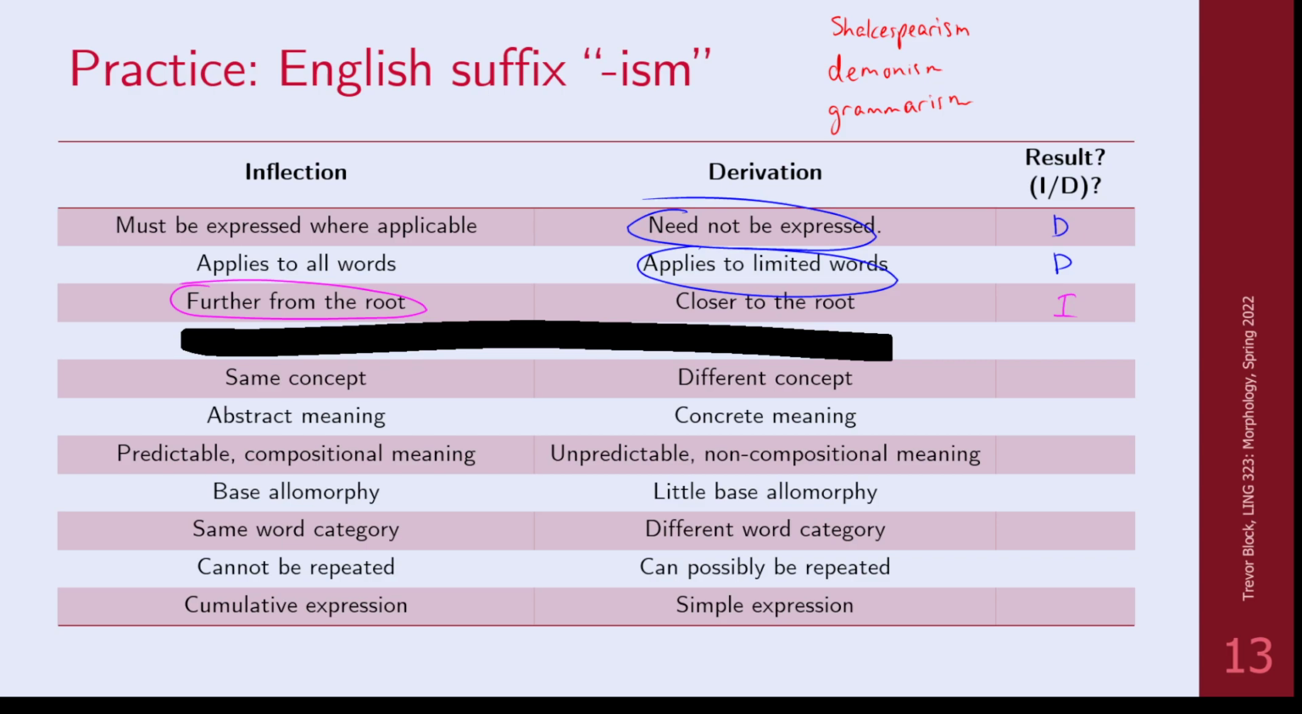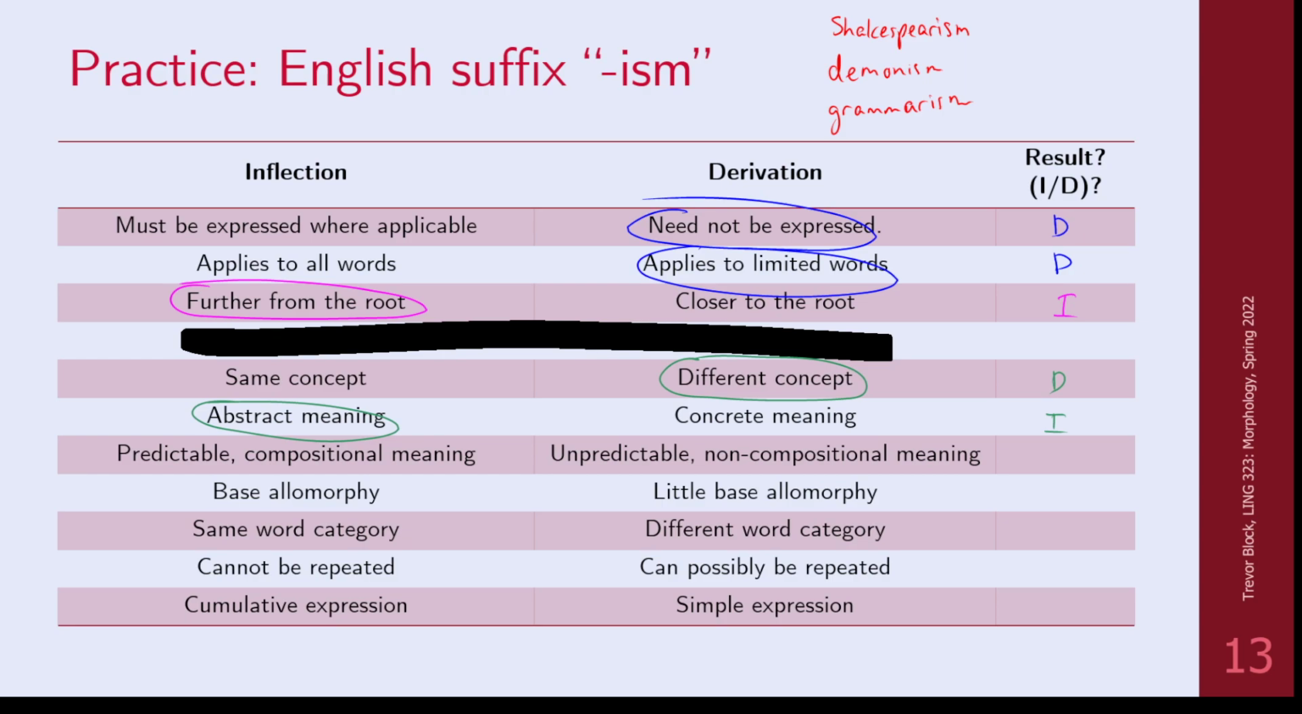Same concept or different concept? Shakespeareism, demonism, grammarism. It is a different concept. And I think of the word grammarism, and it's because it's somewhat unpredictable. A grammarism in natural conversation might be like a grammatical quality, a quirky quality of some language or person. Oh, it's a grammarism. Or a Shakespeareism. It's like a quote from him. So it's not the exact same concept. It's also not a concrete meaning. So it's sort of like this property of someone. So that's somewhat inflectional.